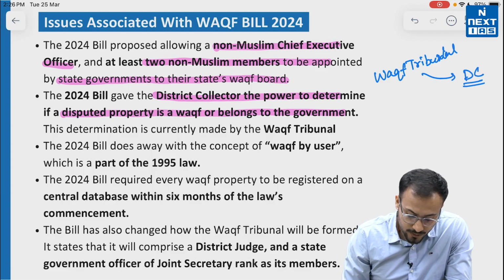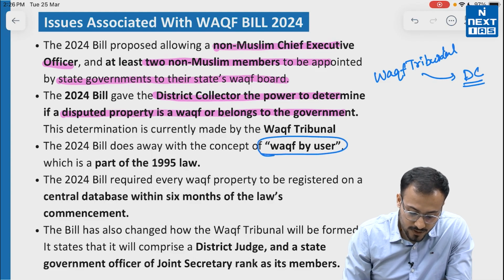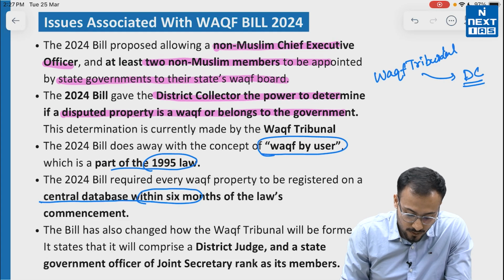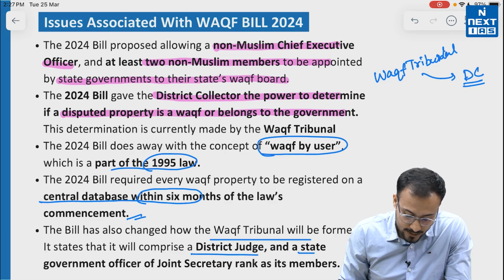The 2024 bill does away with the concept of Waqf by user, which is a part of the 1995 law. The bill requires every Waqf property to be registered on a central database within 6 months of the law's commencement. The bill has also changed how the Waqf tribunal will be formed. It states that it will comprise a district judge and a state government officer of joint secretary rank as its members.